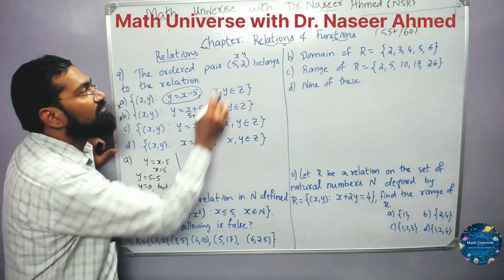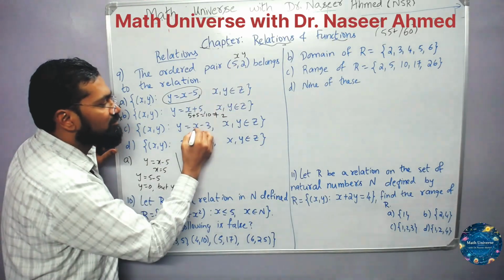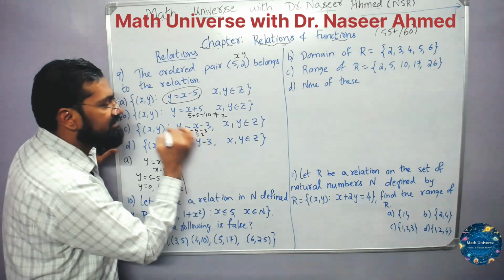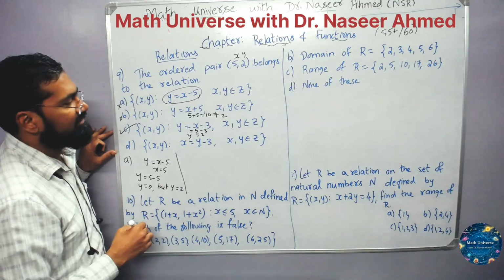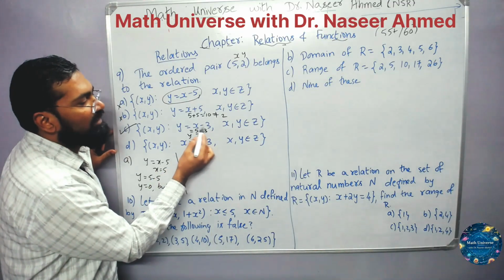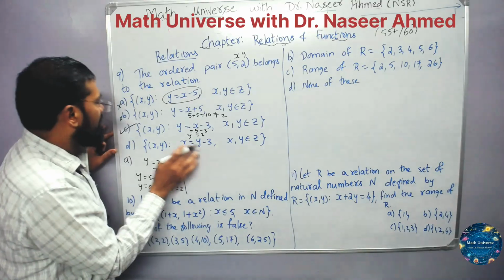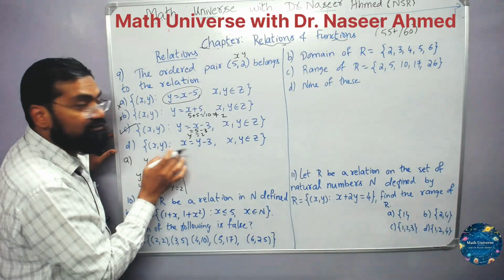Come here. x value is 5 and y is 2. So put x is equal to 5. 5 minus 3 is 2. Yes. Option C is correct. When I put x is equal to 5, 5 minus 3 is 2. Yes, (5, 2) belongs. Option C is correct. Let's check option D also for better clarity.